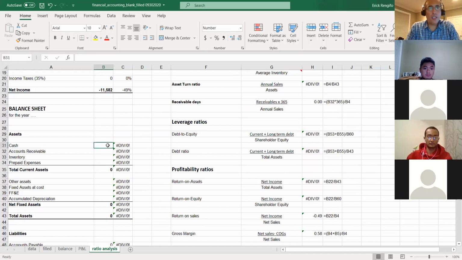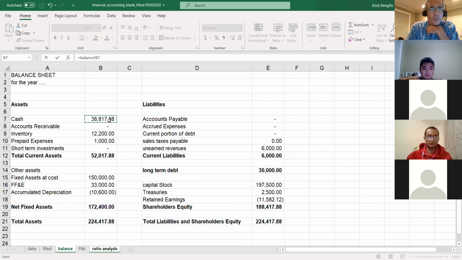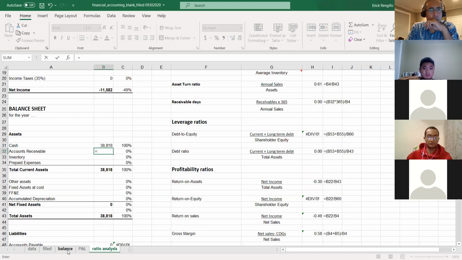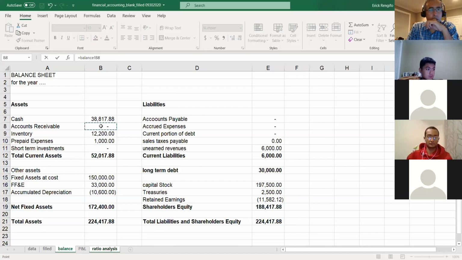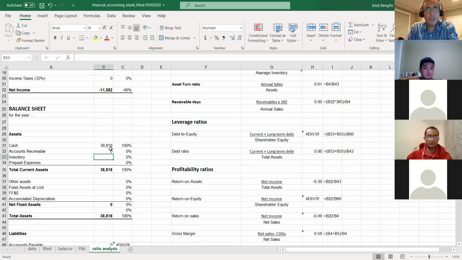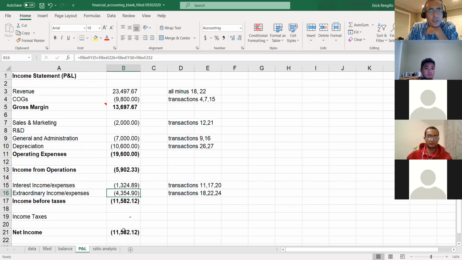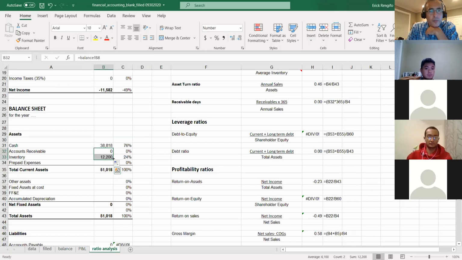So let's do the same with the balance. So the cash, this one here. We need to be careful here, guys, because we have added a couple of accounts here. Accounts receivable, I have it here. Inventory, I have it here. Where's the other one? Prepaid expenses. Prepaid expenses, I have it here.